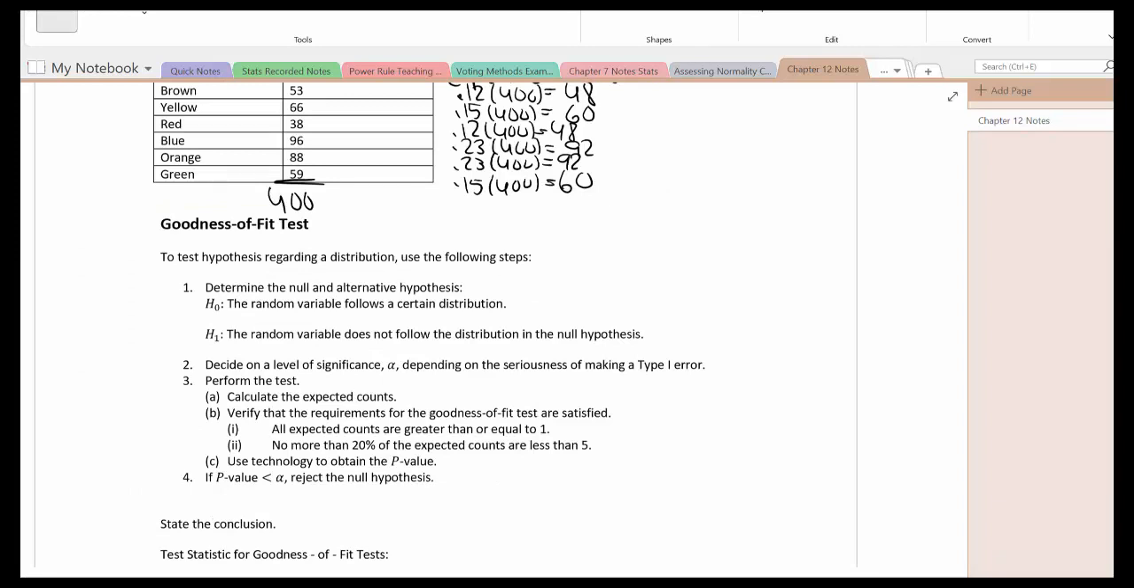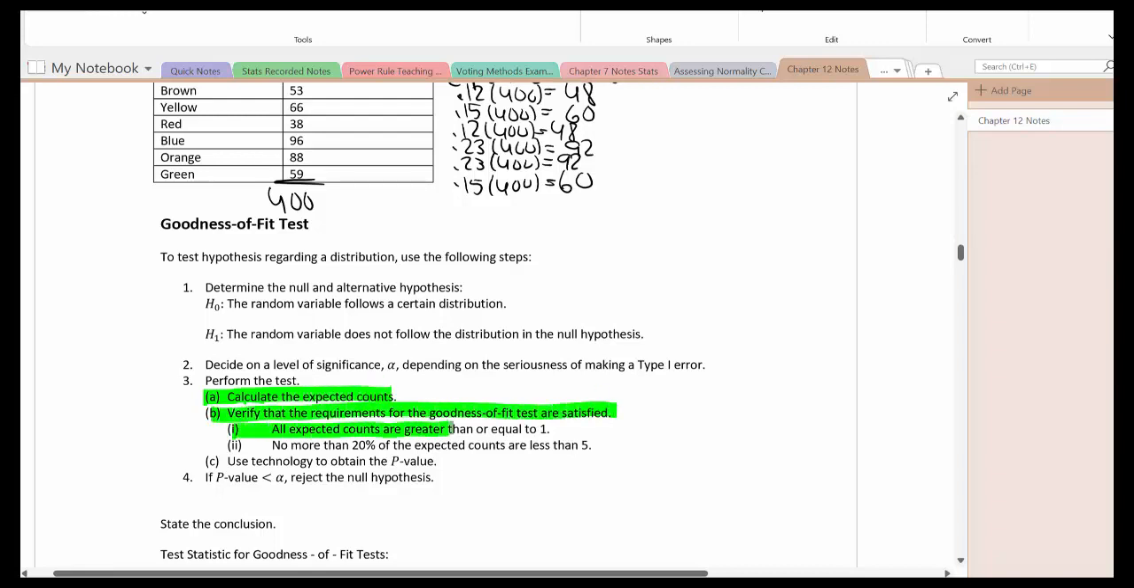So, the goodness of fit test. To test a hypothesis regarding a distribution, use the following steps. Write out what the null and the alternative hypotheses are going to be. Decide on a level of significance alpha depending on the seriousness of making a type 1 error. Perform the test. The conditions in this section we'll need to check is calculate the expected values, and we need to verify these 2 conditions.